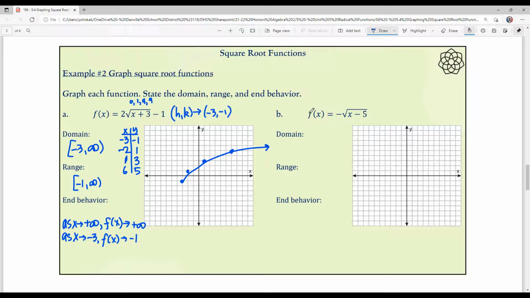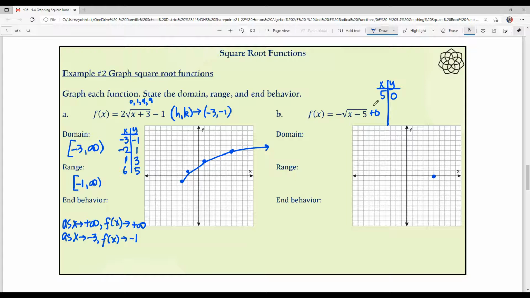Okay, if I look at letter B, f of x equals -square root of x minus 5. Well, I can make a table. Remember, my h and k is where I start. My h is going to be 5, and my k is going to be 0 because there's no number here. So I'm going to start at (5, 0).